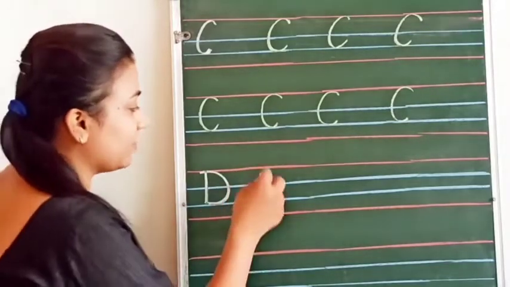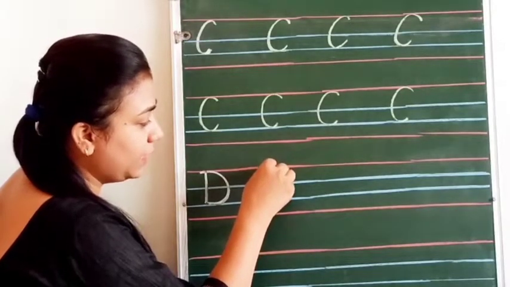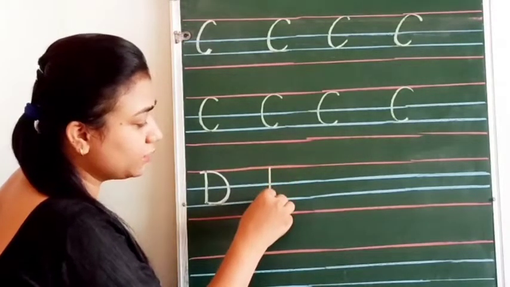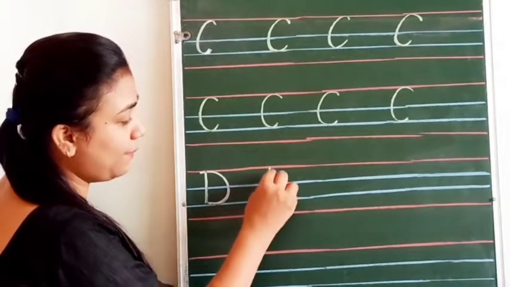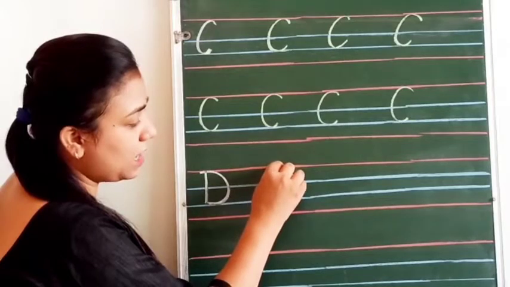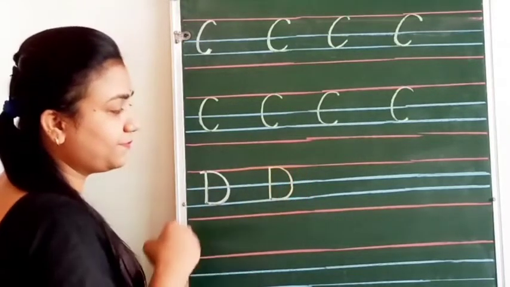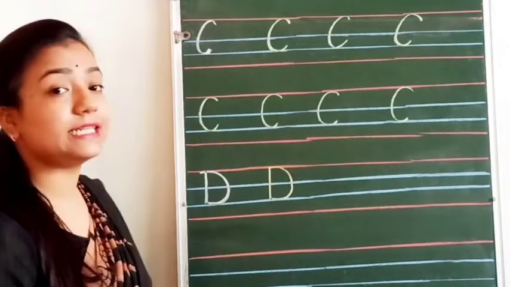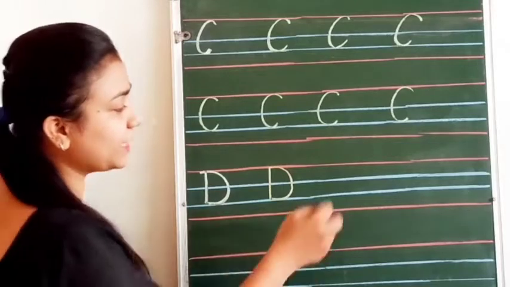Firstly we will make a standing line starting from the top, coming to the bottom, to the third line. This is a standing line. Go up, then make a curve, come down till the bottom. Okay, this is letter D. Again we will practice.